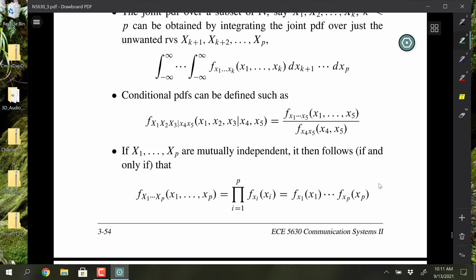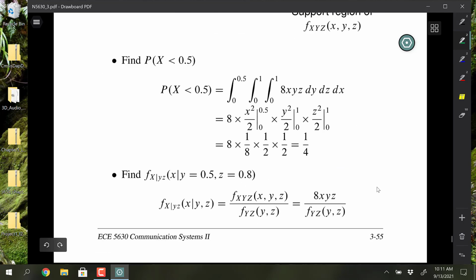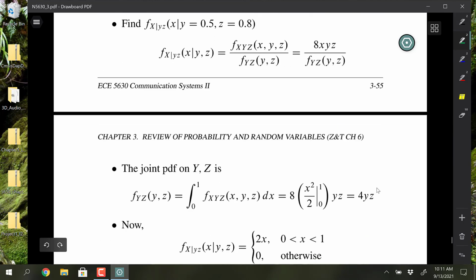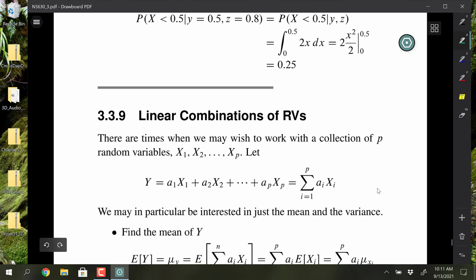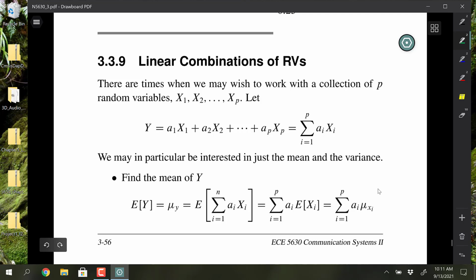If you've got mutually independent variables, then it's the product of the PDFs, which is nice. I go through an example in here, just of going through some of those calculations. I think almost the end here is linear combinations. So this is working just with moments alone.